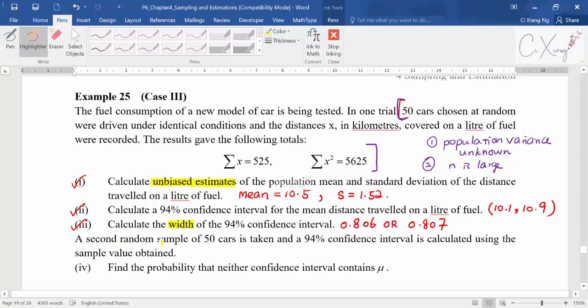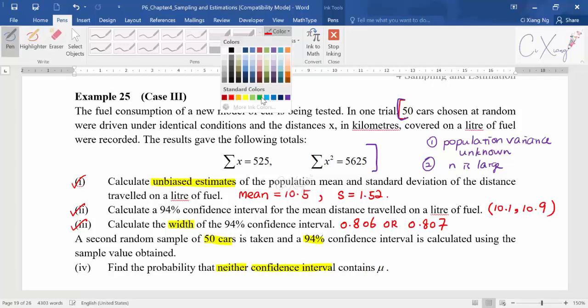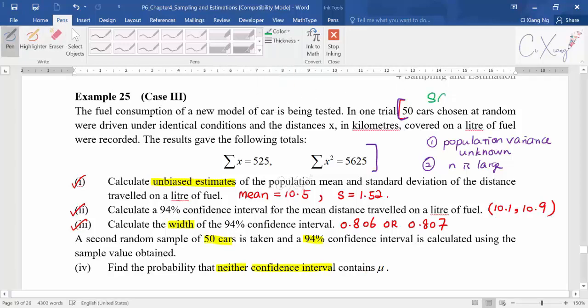A second random sample of 50 cards is taken, so I have another sample, also of 50 cards. And then a 94% confidence interval is calculated using the sample values obtained. Find the probability that neither confidence interval contains mu. For this one, I'm having 2 samples here. This is sample number 1, and this is sample number 2.